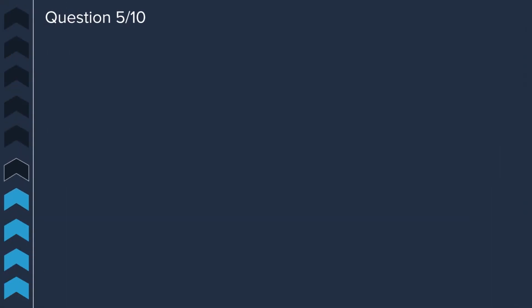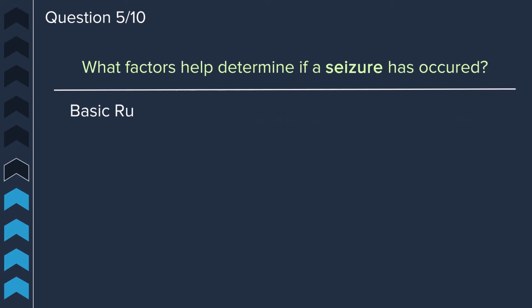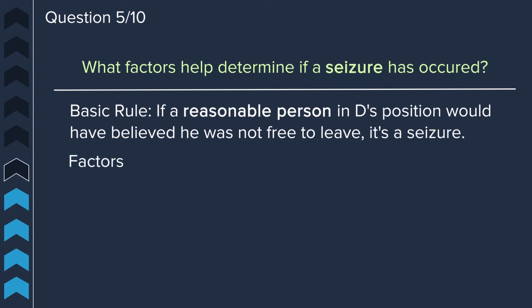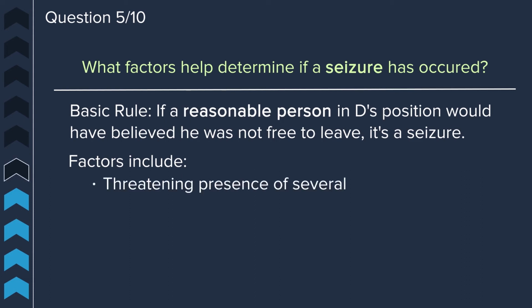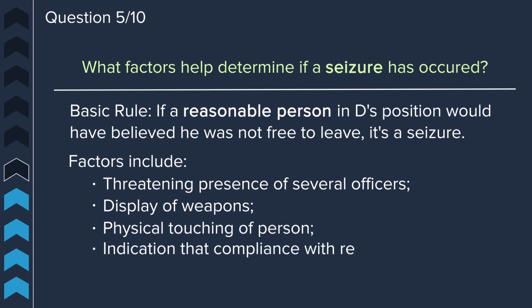Question 5. What factors help determine if a seizure has occurred? The basic rule is that if a reasonable person in the defendant's position would have believed that he was not free to leave, then it's considered a seizure. Some factors courts look at are whether there was a threatening presence of several officers, whether there was any display of weapons or physical touching of the person, and any indication that compliance with a request was in order.